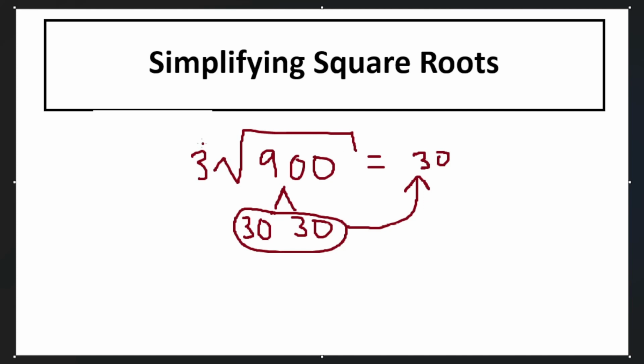But we also have to remember this 3 right here moves over because the square root of 900 is 30. But now we have to do the 3 times because of the 3 in front of the square root. 3 times 30 is 90. So 3 times the square root of 900 equals 90. That would be your answer.